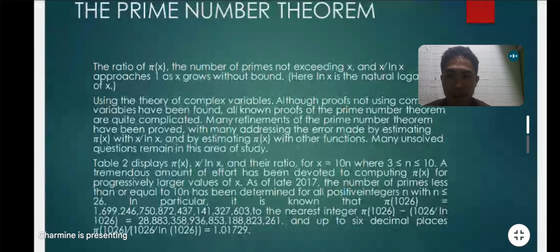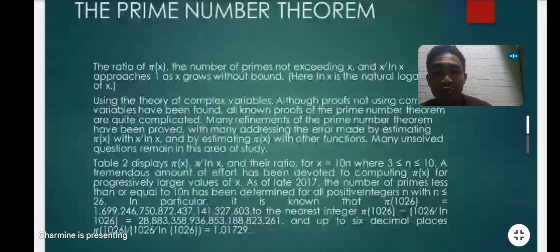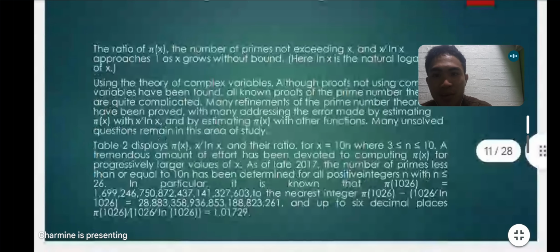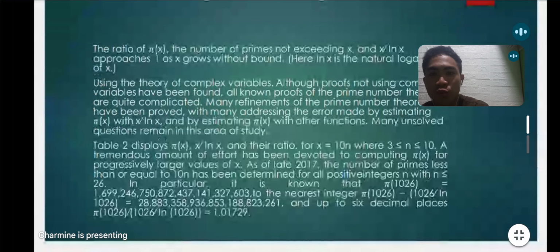The number of primes less than or equal to x has been determined for all positive integers within 10 to the 26. In particular, it is known that the ratio is 1.0 and so on, to the nearest integer, at 10 to the 26. Okay, next.